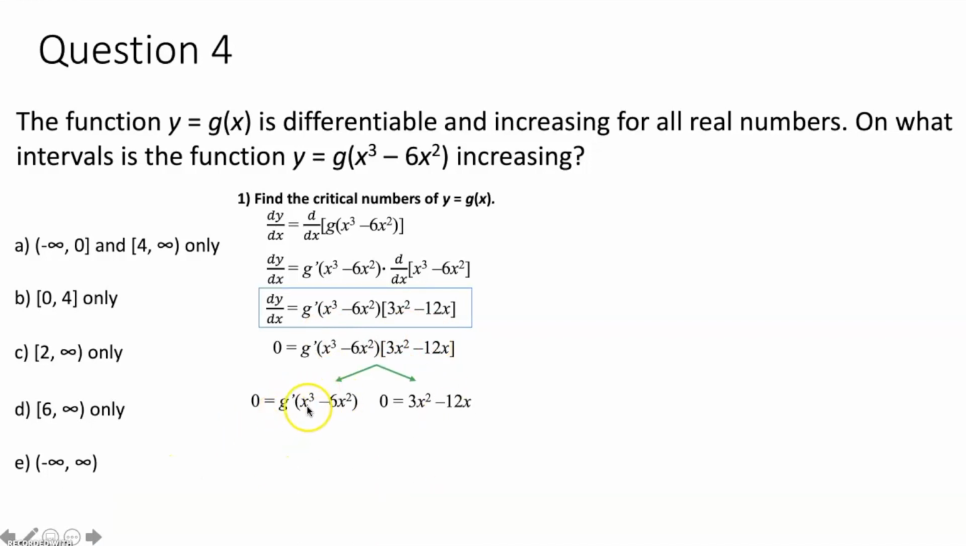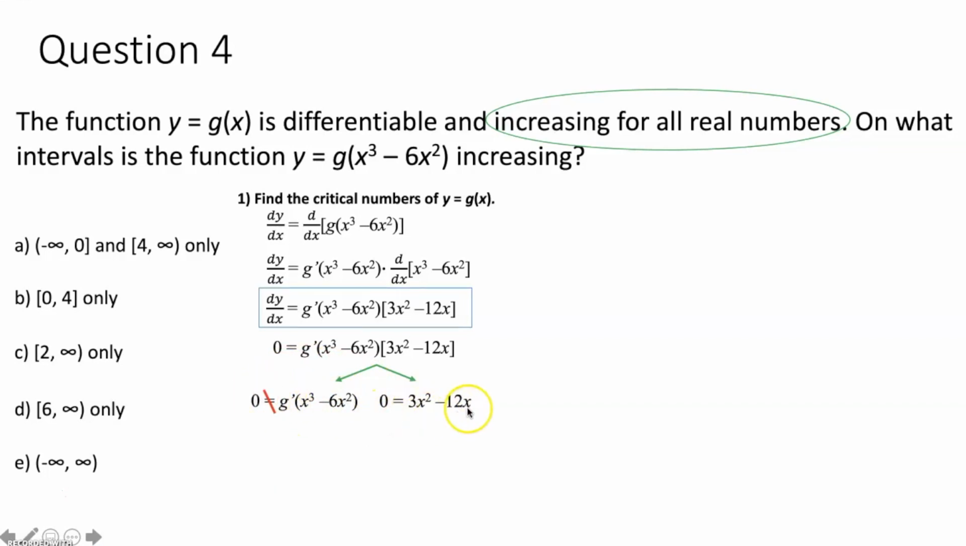Now let's determine where g prime of x cubed minus 6x squared equals 0. So this looks super complicated, like I'm going to have to factor something or do some type of integration. No, all I have to do is look at the original question where it says the function g of x is differentiable and increasing for all real numbers, meaning g prime is always going to be positive. No matter what you plug in here, g prime, the derivative of our function, always has to be positive because g of x is always increasing for all real numbers. So since g is always increasing, g prime always has to be positive, meaning it can never equal 0.